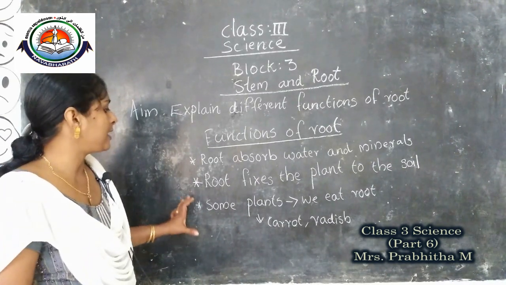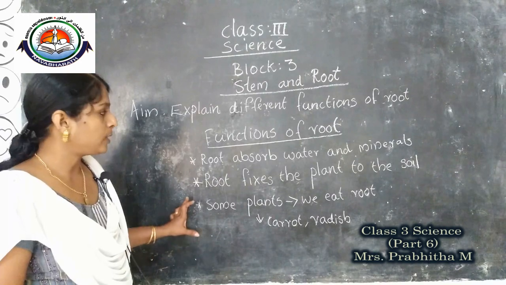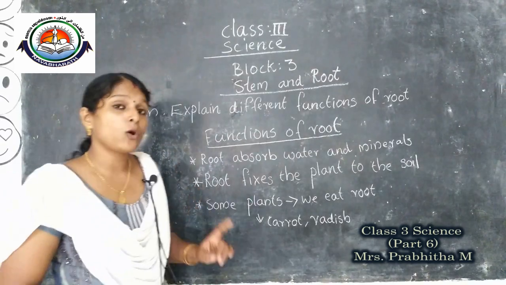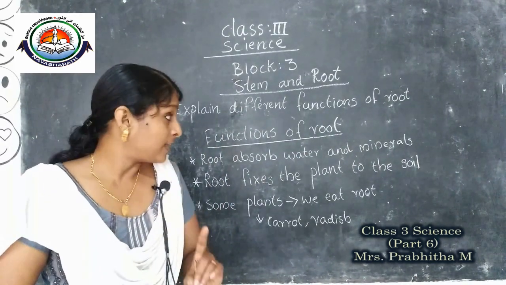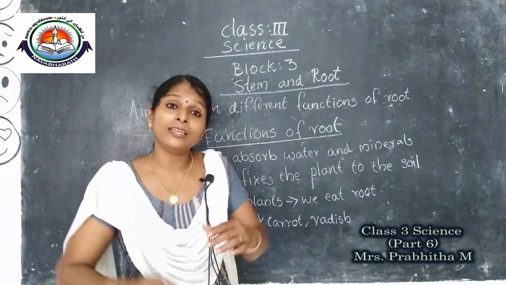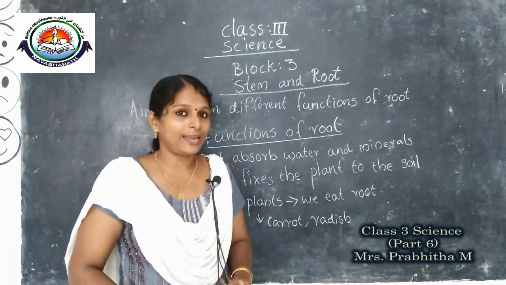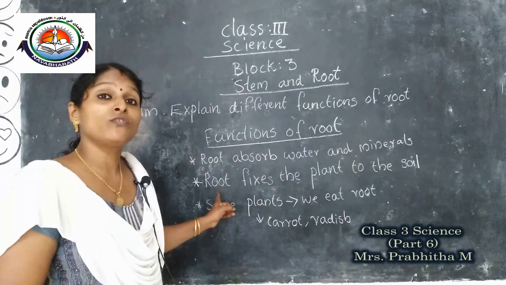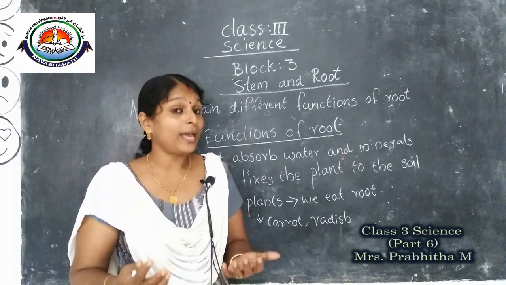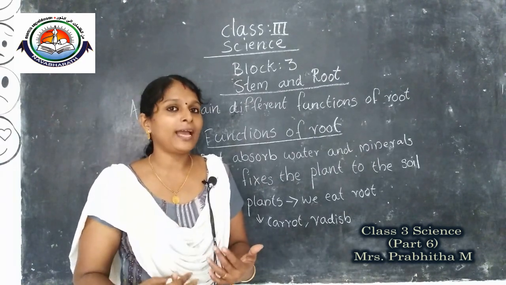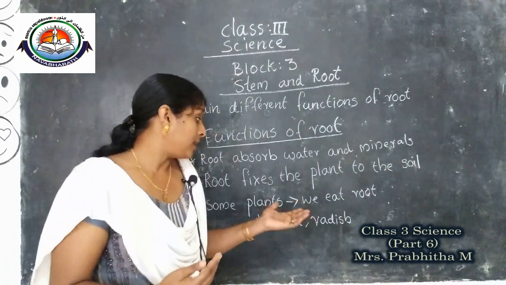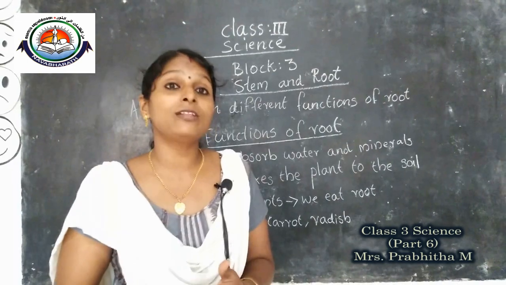So these are some functions of the root. Now we have studied three functions. What are the three functions? The root absorbs water and minerals from the soil, and that water and those minerals are taken by the stem, which carries them to different parts of the plant. The second function is that the root fixes the plant to the soil. The third function is that in some plants the root stores food for the plant. For example, radish, carrot, and sweet potato are examples of such plants.